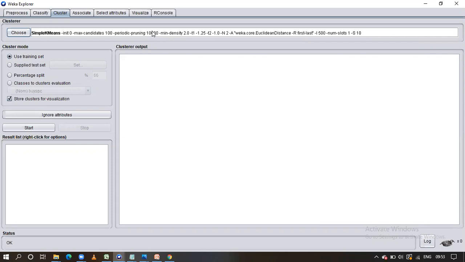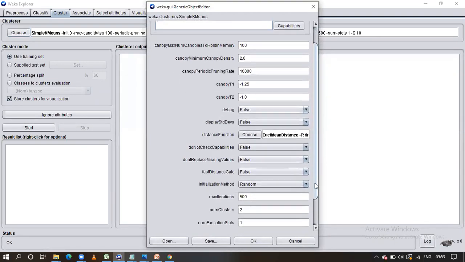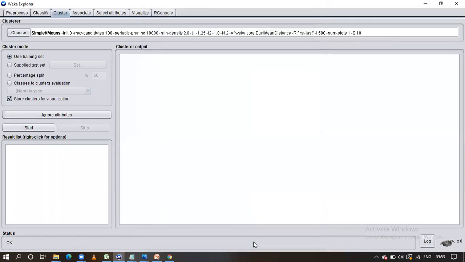My main thing is buying a computer or not. For that, I'm going to take only two clusters. So the number of clusters we have to specify is two. If you want three clusters, you can give a larger value. Here I want to form this overall data into two clusters, and I have specified that. Finally, we have to start the process.